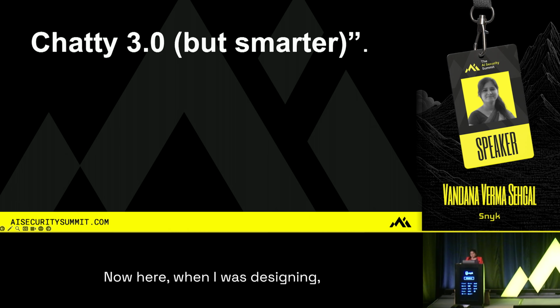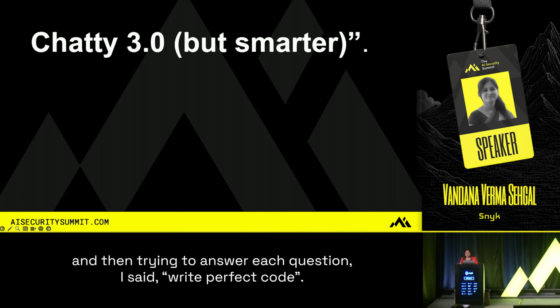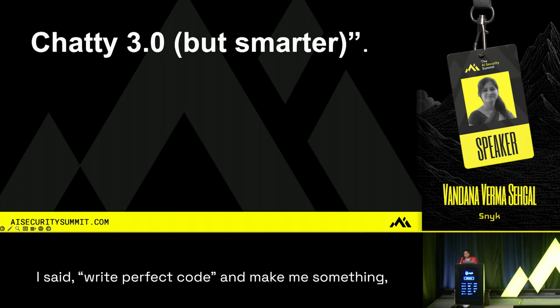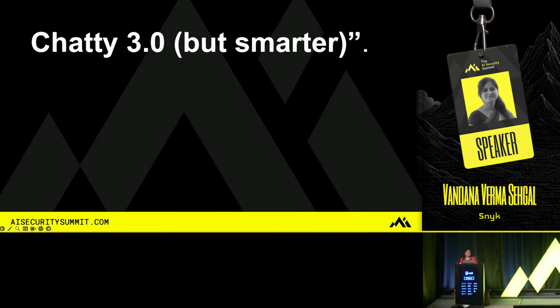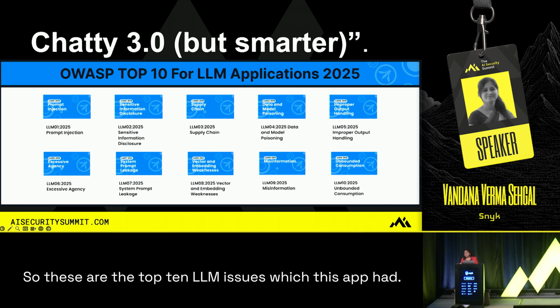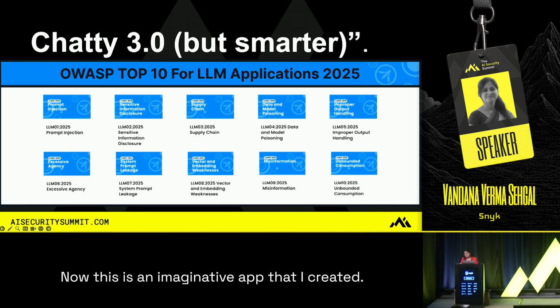Now, when I was designing and trying to answer each question, I said, write perfect code. Now, what kind of perfect code? I did not specify. I said, write perfect code and make me an app which is more around the chatbot. Then I realized there could be LLM issues. So these are the top 10 LLM issues which this app had. This is an imaginary app that I created, and then I realized these issues are there.